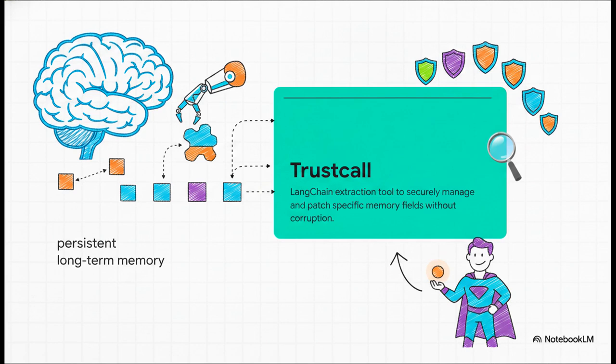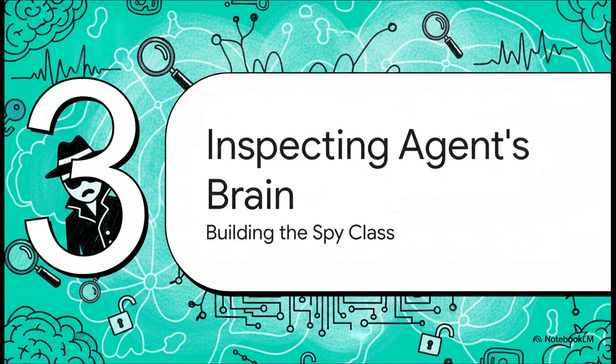Think of TrustCall as a highly specialized surgeon for your data. It securely manages, segregates, and patches those specific memory fields without ever corrupting your existing dataset. It abstracts away all that complex, low-level functionality, making it an absolute game changer for our memory system. Section 3. Inspecting the agent's brain by building the spy class.